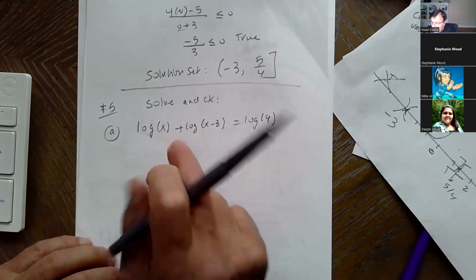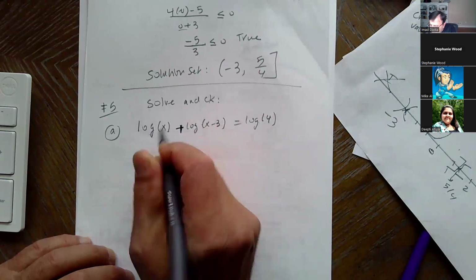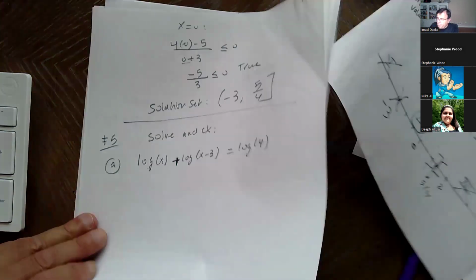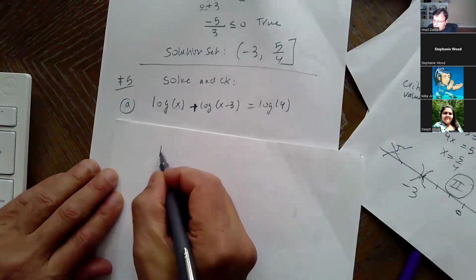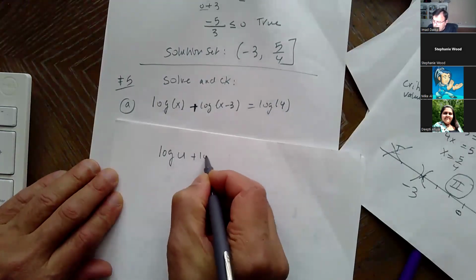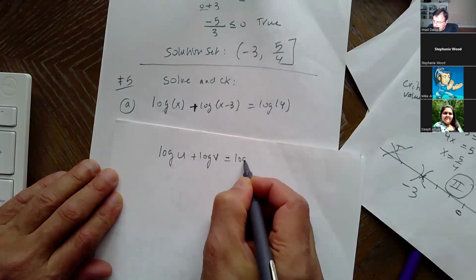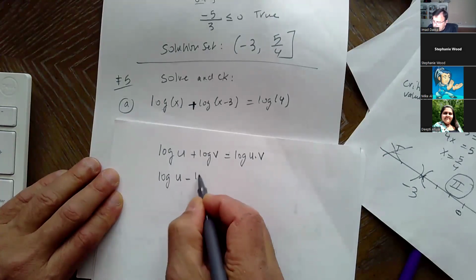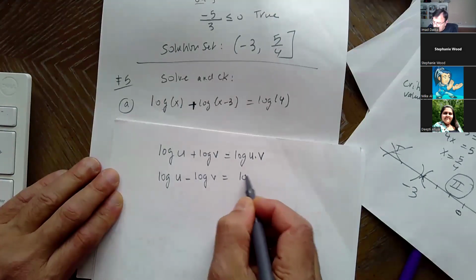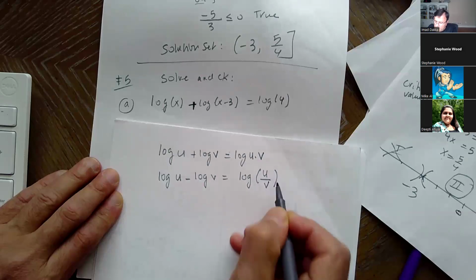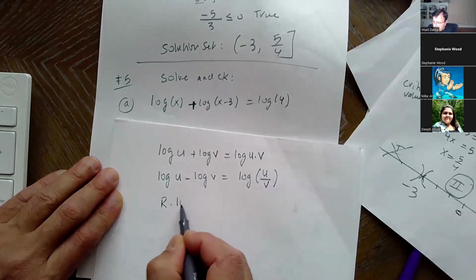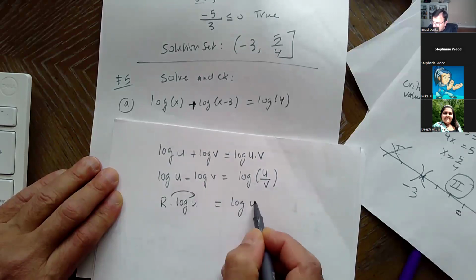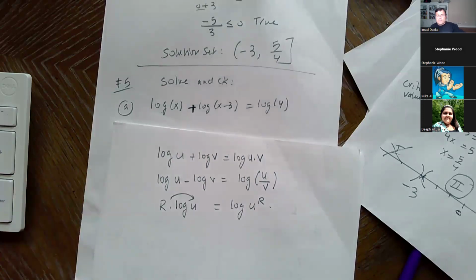To make these a single log, we use the product rule. Let me remind you of these rules. If you have log of u plus log of v, that's log of u times v. If you have log of u minus log of v, that's log of u over v. And if you have r times log of u, you can write this as log of u to the r. So these are 3 important log rules that we need to remember.